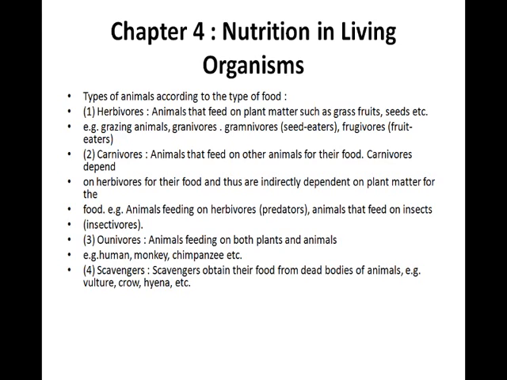Scavengers obtain their food from dead bodies of animals. Examples are vulture, crow and hyena. Scavengers eat dead bodies; it's not only living animals. When an animal dies somewhere, you will see lots of crows moving around, and we understand that there is something dead. Vulture, crow and hyena eat those animals, so these come under scavengers.